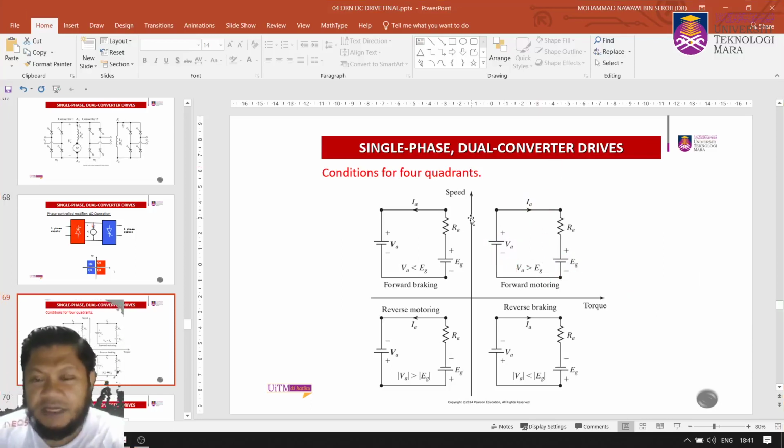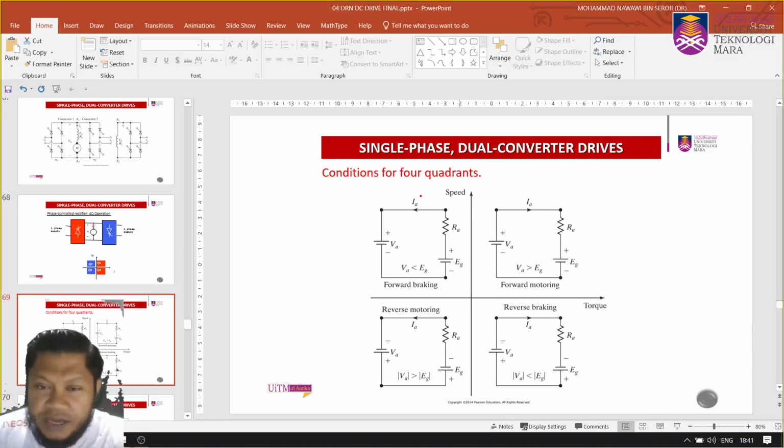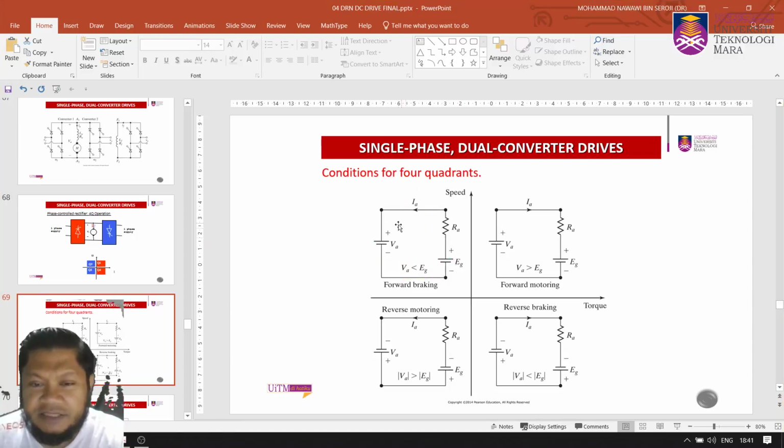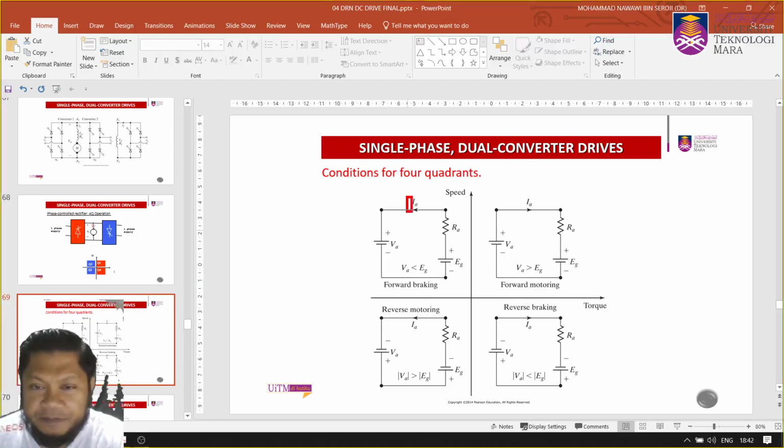So in the case of the second quadrant, the current is reversed. So how to make the current reverse? You let EG, which is the back EMF, be greater than the terminal voltage. Then you can have this condition for IA. In this case, you're going to have a forward braking. Here is known as forward motoring. Q2 is known as forward braking. So the current reverses because EG is greater than VA. So that's why current flows in that direction. But still we have a positive VT, right?